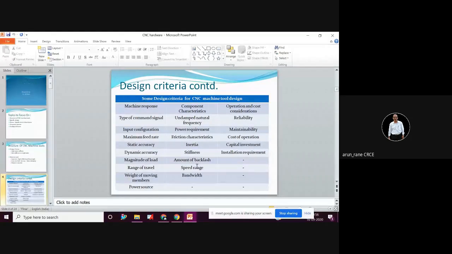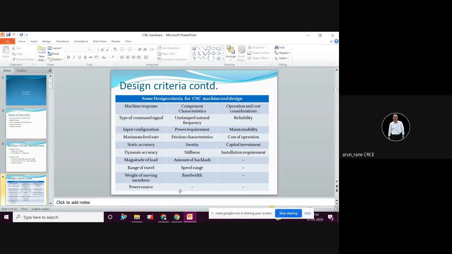Then speed range, as I told, positively infinitely variable, 0 to 6,000. Any speed should be possible. So the design differs. If I want to have a positively infinitely variable speed, or if I want to have a fixed speed, altogether the designs are at the two ends.